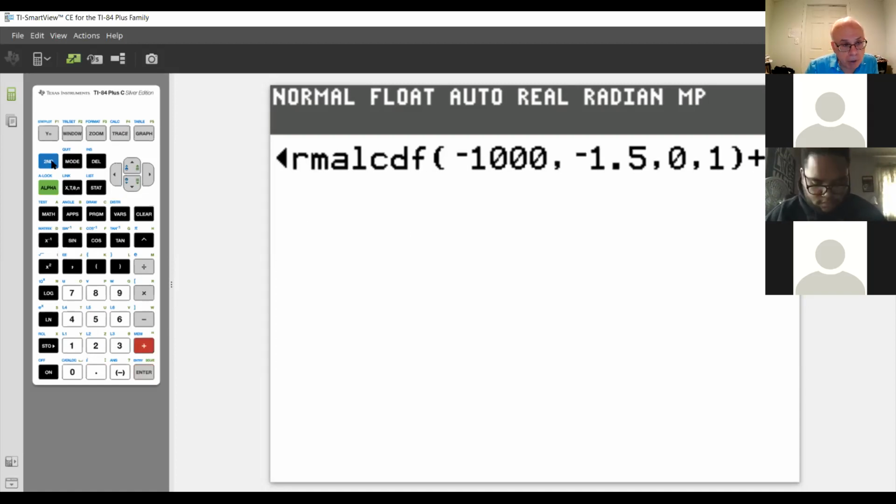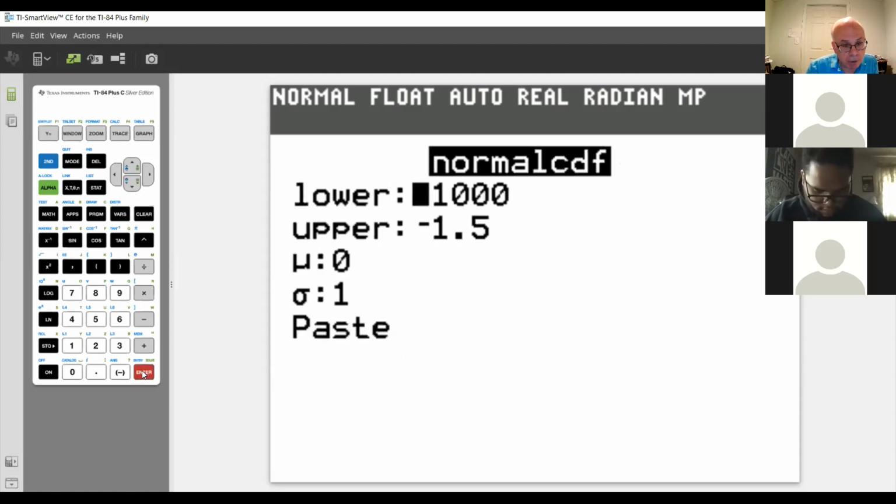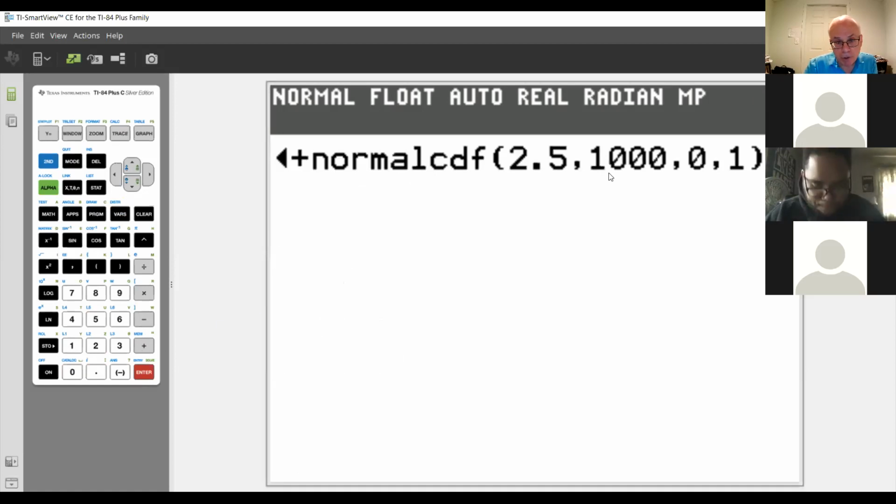And then I'm going to do second, go back to normal CDF. All right, we're going to do the second one. That's the probability that Z is greater than 2.5. So greater, that means right tail. 2.5 is our lower endpoint of that interval. I'm going to use positive 1,000 for the upper. Scroll down, enter. Now, here's what you see for the second one, and notice it's going to be added to the first normal CDF. So when I hit enter, I'm going to get the sum of both of those.